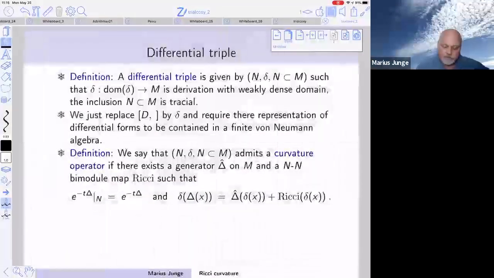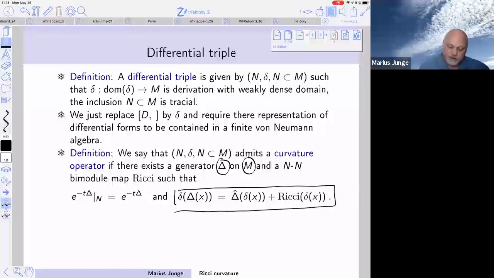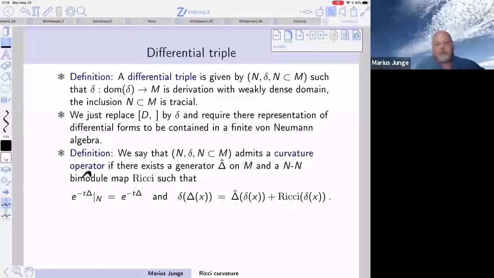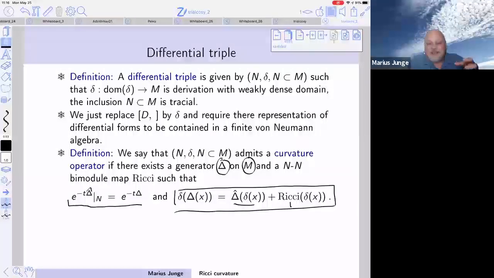And then I can say abstractly that a certain differential triple admits a curvature operator if there exists a generator delta hat on the larger algebra and an N-N bimodule map, which I call Ricci, by analogy, so that I have this equation holding: the derivation applied to the Laplacian is the new Laplacian applied to the derivation, plus the Ricci curvature operator applied to the derivation. So this is the key property. But I have another requirement, namely, the new generator restricted to the algebra is the old generator. So there are two conditions: this Ricci curvature condition and this restriction condition.